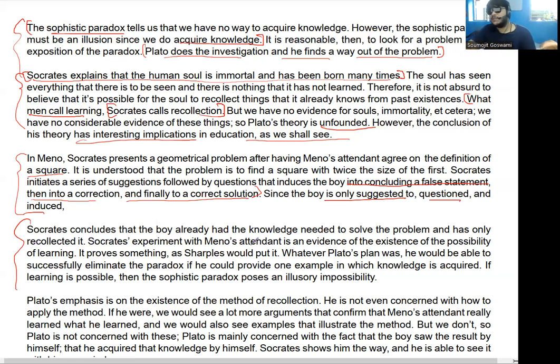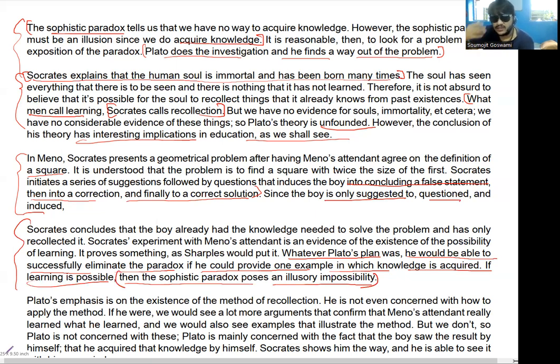Socrates' experiment with Meno's attendant is evidence of the existence of the possibility of learning. It proves something. As Sharples would put it, whatever Plato's plan was, he would be able to successfully eliminate the paradox if he could provide one example in which knowledge is acquired. If learning is possible, then the sophistic paradox poses an illusory impossibility.